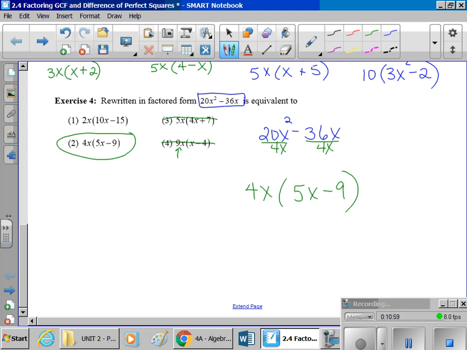Now, of course, if you didn't have multiple choice to help you with that, and you had to start from scratch, I probably would have started with that 20. And I would have looked at that 20 and said, does 20 go into 36? So does 20 go into 36 evenly? And of course, you're going to say no, it doesn't. So then we look for the next biggest factor of 20, which is 10. Does 10 go into 36? And the answer is no.